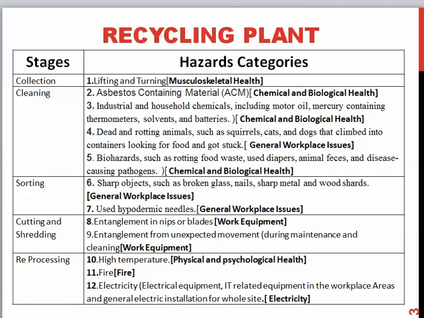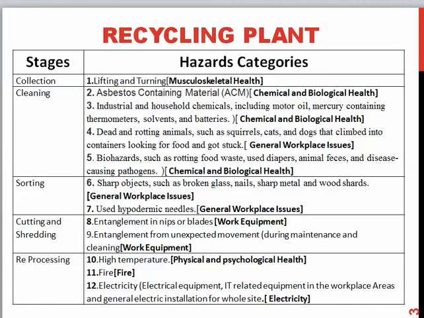Third is industrial and household chemicals, including motor oil, mercury-containing thermometers, solvents, and batteries. These are chemical and biological health hazards. While cleaning, while you gather material for recycling, these may be contained in the recycling material. Number 4 is dead and rotting animals such as squirrels, cats, and dogs that climbed into containers looking for food and got stuck. This is a general workspace issue.